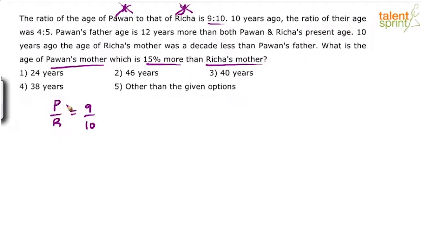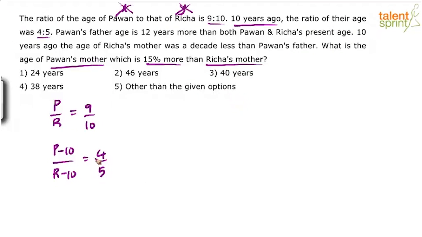A simple point, but for those who are using proper variables, it will feel like, why am I discussing this? But for others, this is definitely a key, right? So P by R equals 9/10. Now look at what it says. 10 years ago, the ratio of their age was 4:5. What was Pawan's age 10 years ago? P minus 10. Richa's age 10 years ago, R minus 10. This was equal to 4/5.